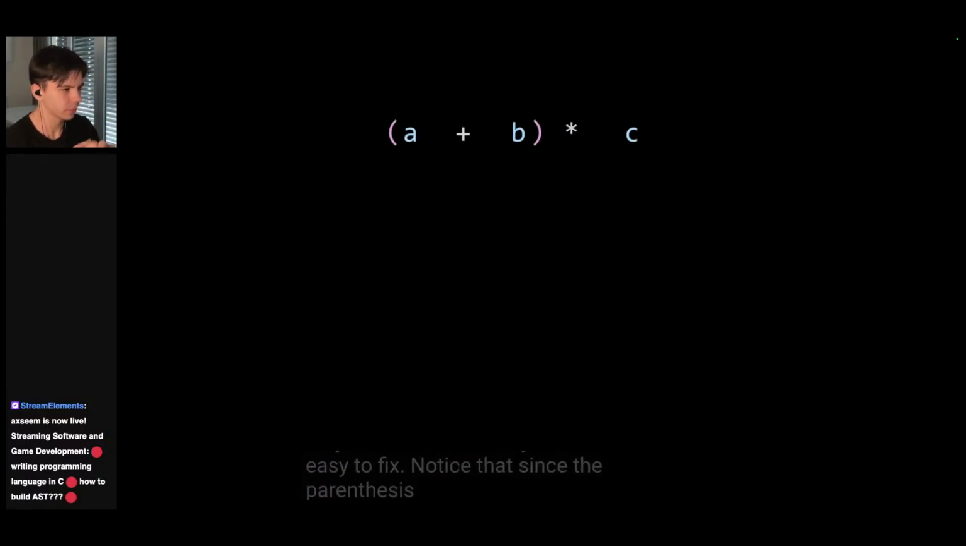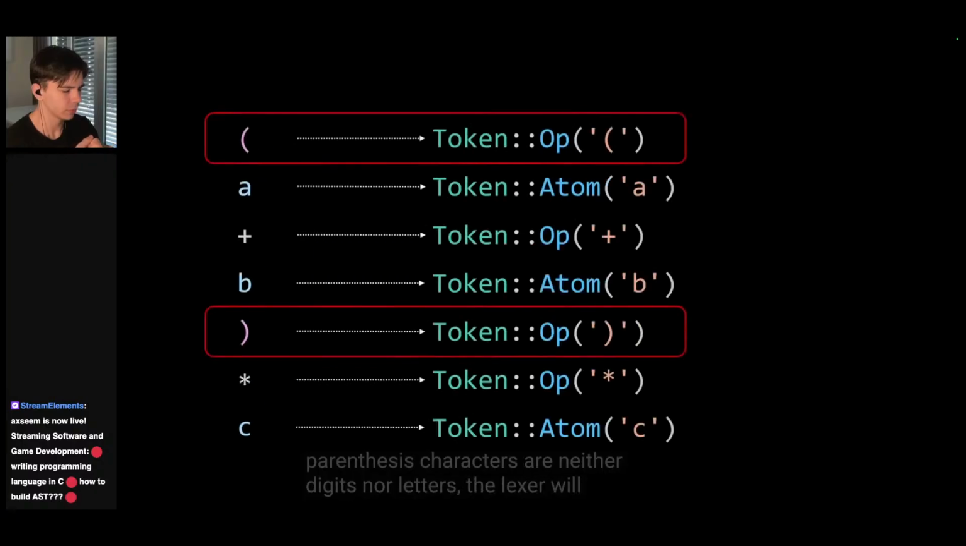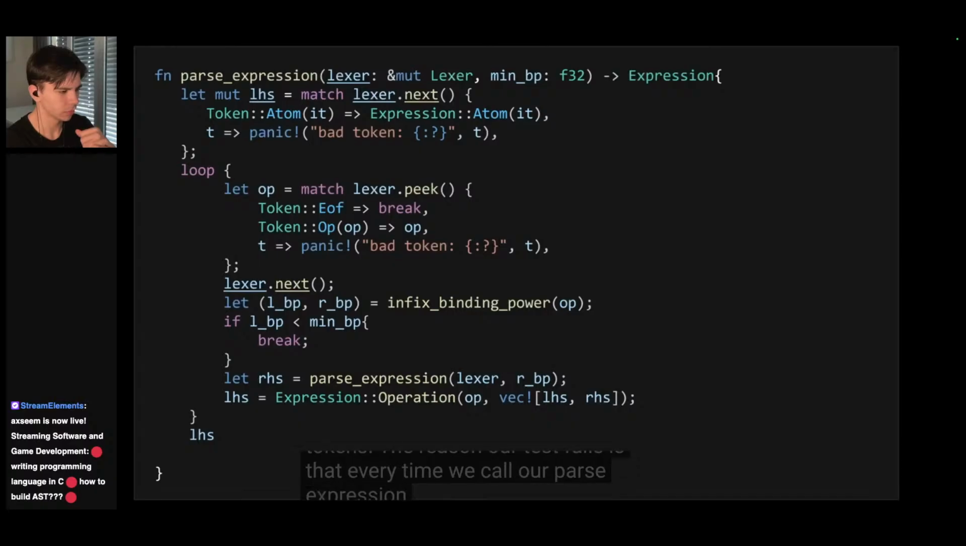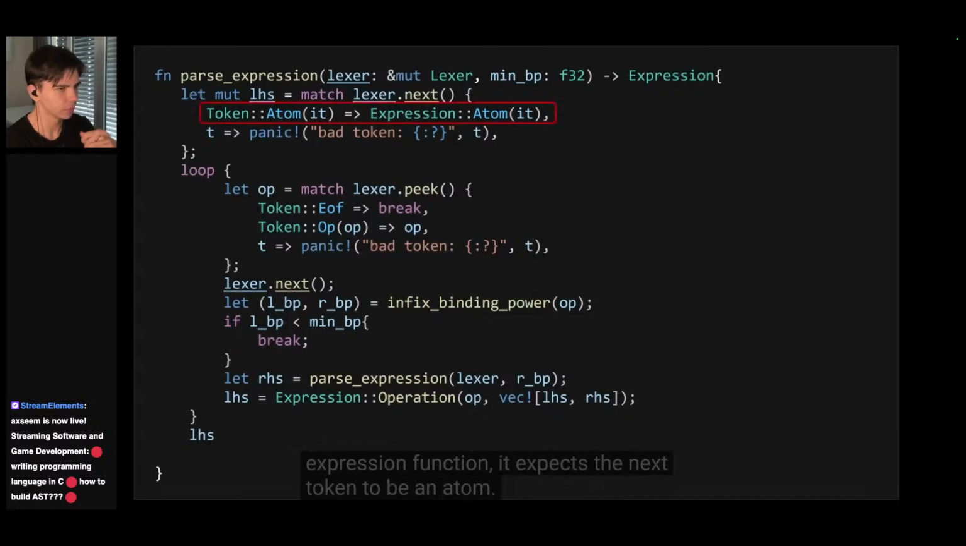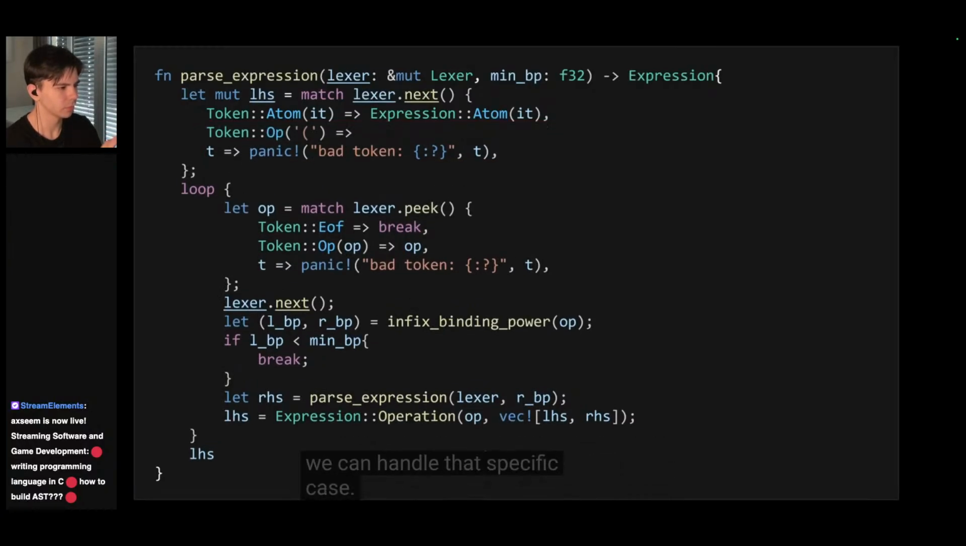Notice that since the parentheses characters are neither digits nor letters, the lexer will classify them as operator tokens. The reason our test fails is that every time we call our parse expression function, it expects the next token to be an atom. If it's not, it panics. But now that we know expressions can also start with an opening parenthesis, we can handle that specific case. Since we expect any kind of expression inside parentheses, the function can simply call itself recursively here.